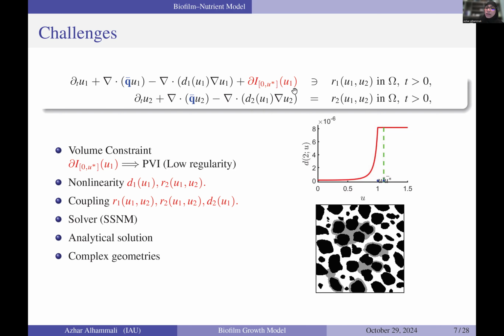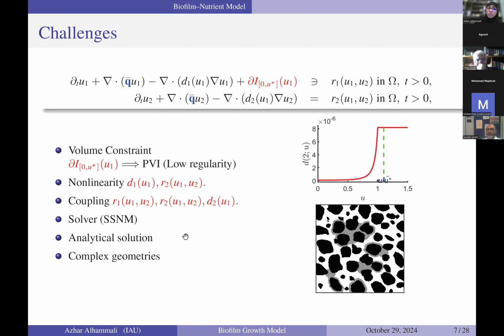As I mentioned, in the computational model, this can be replaced by some Lagrange multiplier and another non-linear complementarity problem that involves semi-smooth functions. So we need here a robust solver that can deal with all these things: the lack of smoothness, the non-linearity, and the coupling. In this work, we implemented the semi-smooth Newton method, and we've seen that it's robust.